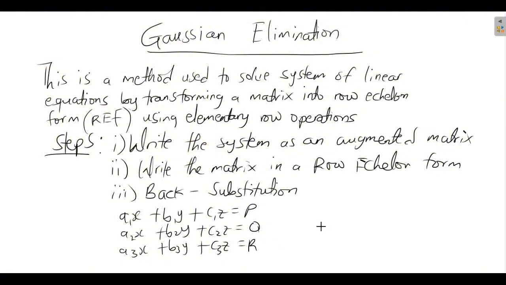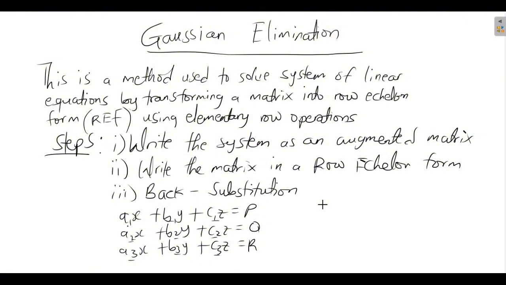Now, in forming the augmented matrix, what you want is to pick the coefficients of the variables. What are the coefficients? We have a1, b1, c1, a2, b2, c2, and then a3, b3, c3. These are the coefficients of the variables in this system of linear equations. In fact, this is a system of three linear equations, right?